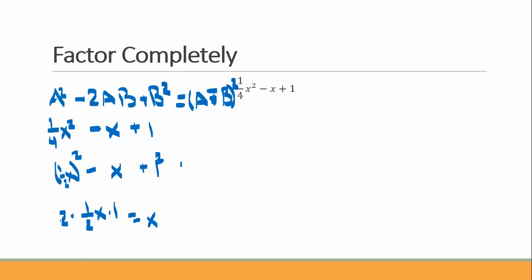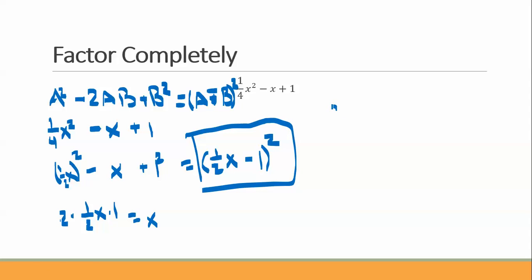So now this factors into our a is 1/2 x. We're going to be using minus because this is a minus sign. Minus 1 squared. Check our answer. So this is our final answer. And now we're going to check.